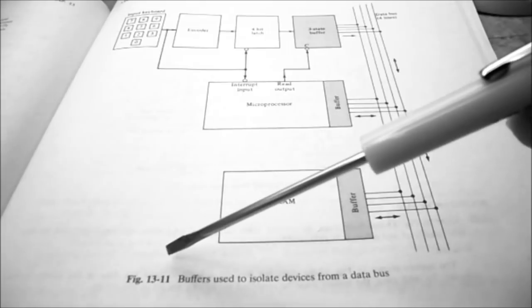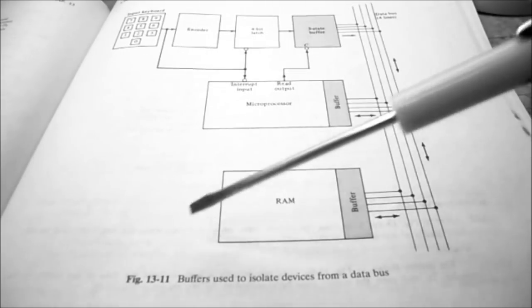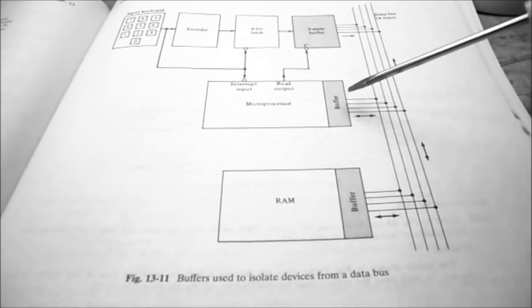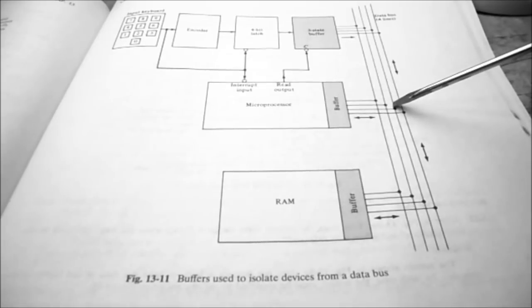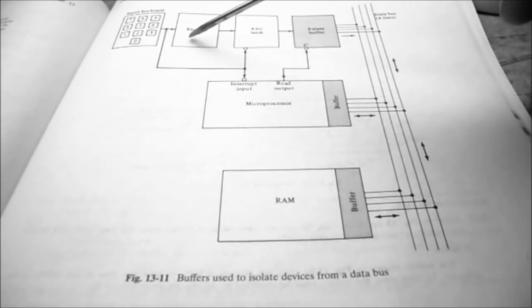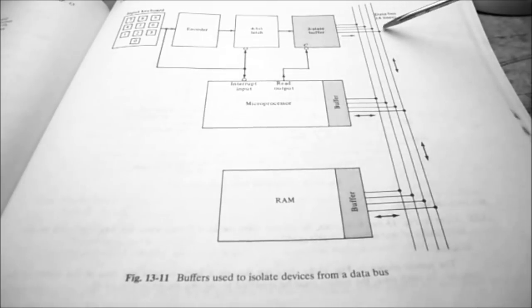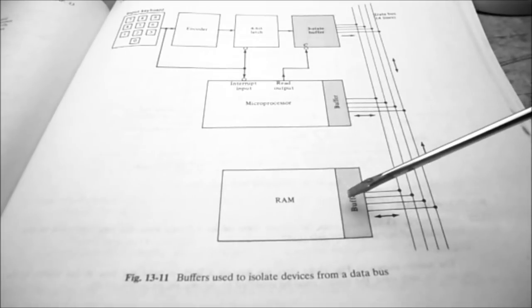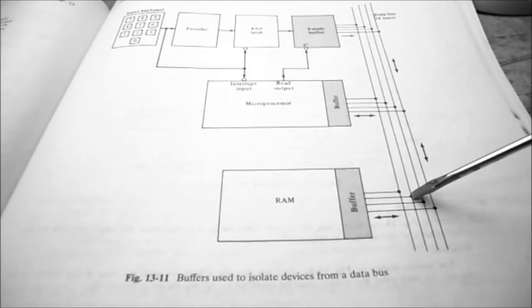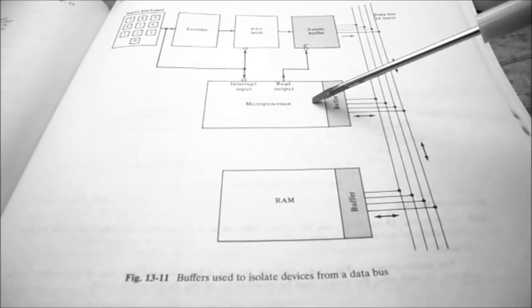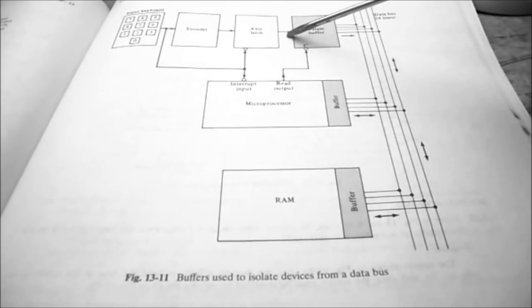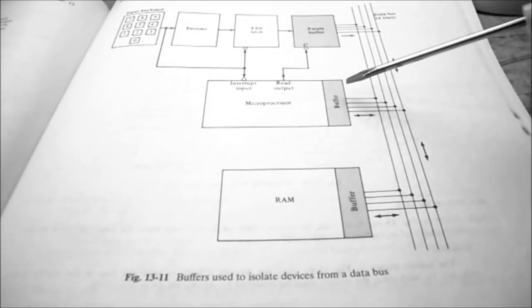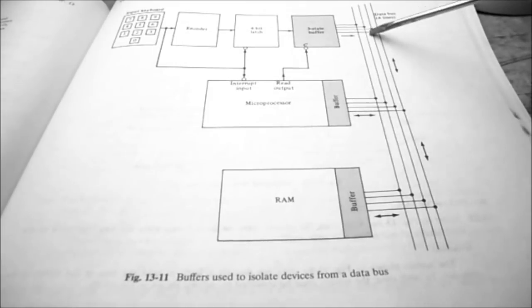And if you take a brief look at figure 13-11, they give you an example of a microprocessor using a three-state buffer to talk to the data bus. We also have a keyboard that goes through a three-state buffer onto the data bus. We also have our RAM memory that has to go through a three-state buffer to get to the data bus. So when our microprocessor is taking input from the keyboard, the three-state buffer is activated on the keyboard and the microprocessor so they can use the data lines.